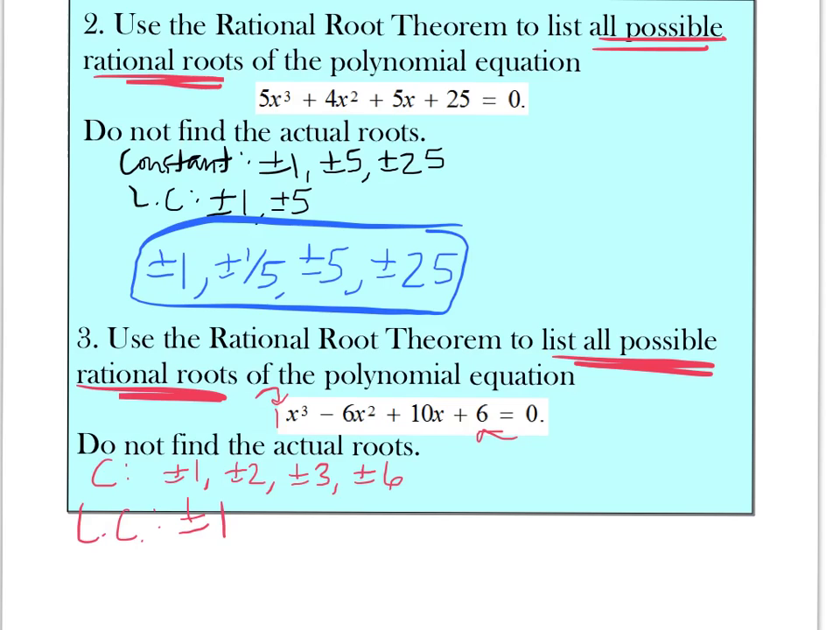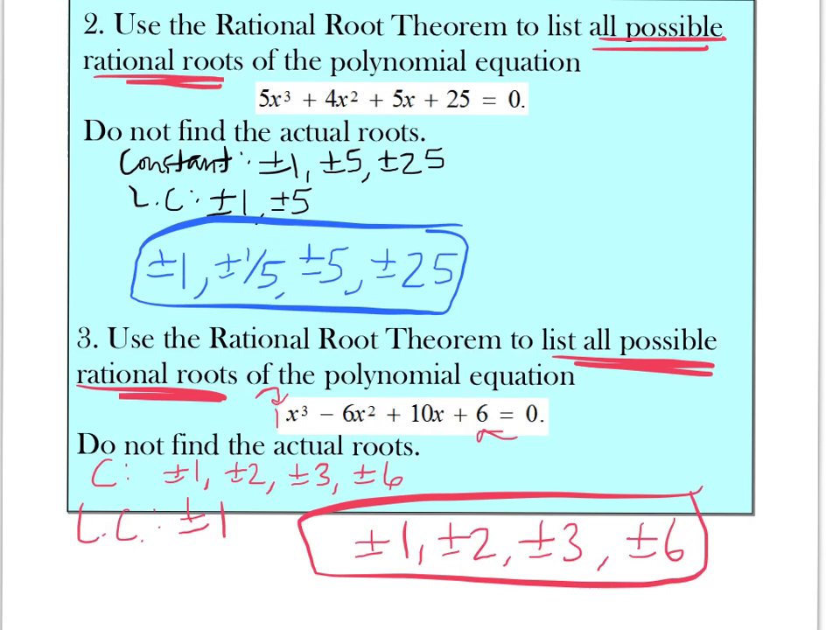So when I do this division, it's going to be really easy because 1 divided by 1 is 1. 2 divided by 2 is 2. 3 divided by 3, 3. 3 divided by 1, 3. And 6 divided by 1, 6. So your answer here is just plus or minus 1, plus or minus 2, plus or minus 3, and plus or minus 6. That's your entire answer for this problem.